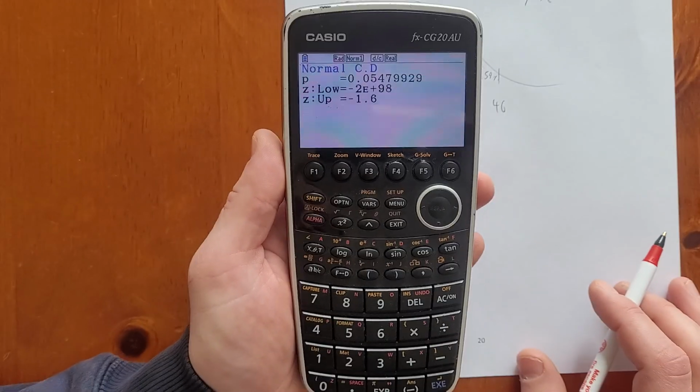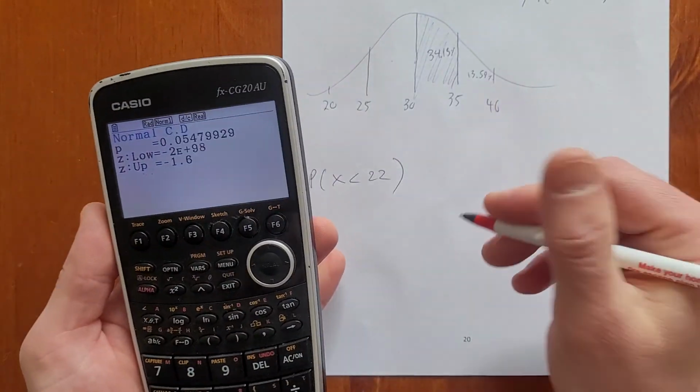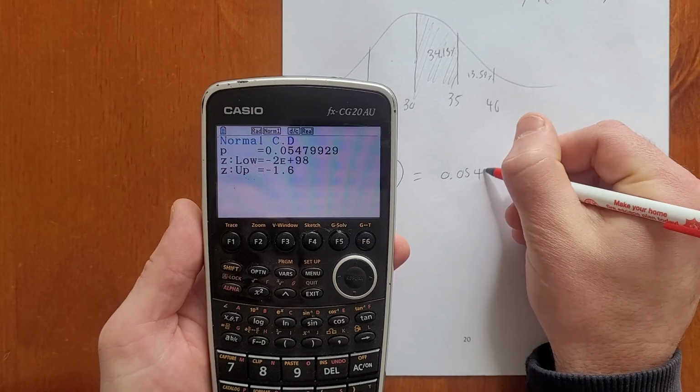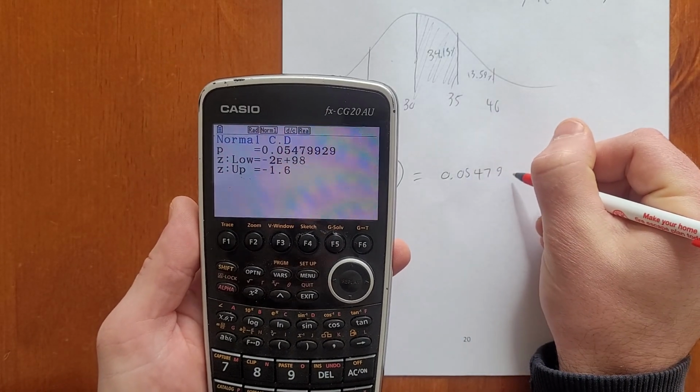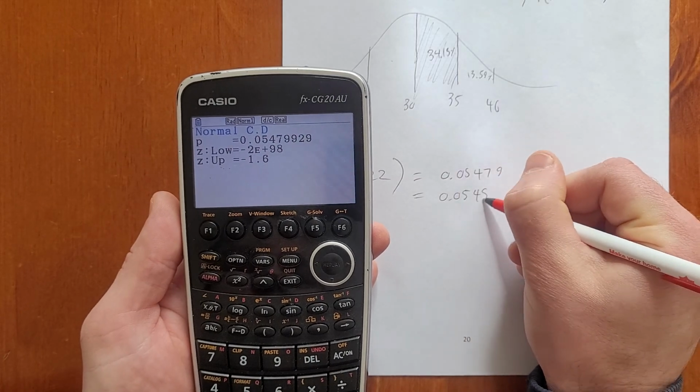And so the probability of this variable being less than 22 is 0.0505479. Okay, and then to three significant figures, 0.0548.